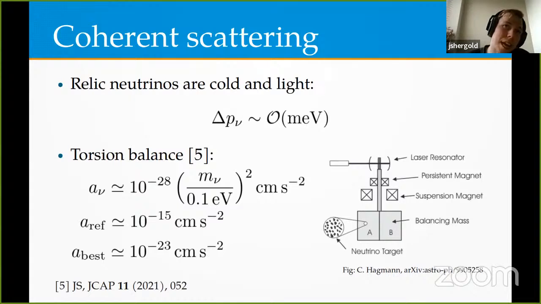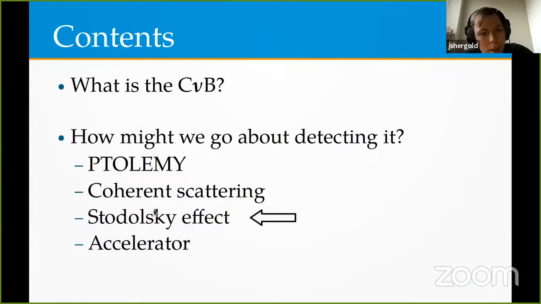I don't want to dismiss it outright because it's a very technical paper and I'm definitely not an experimentalist, but I definitely have my doubts about it. So I would say naively use this 10 to the minus 15 centimeter per second squared as the reference value to consider when talking about coherent scattering, which means we're about 13 orders of magnitude off. Okay, right. So next I want to move on to the Stodolsky effect.